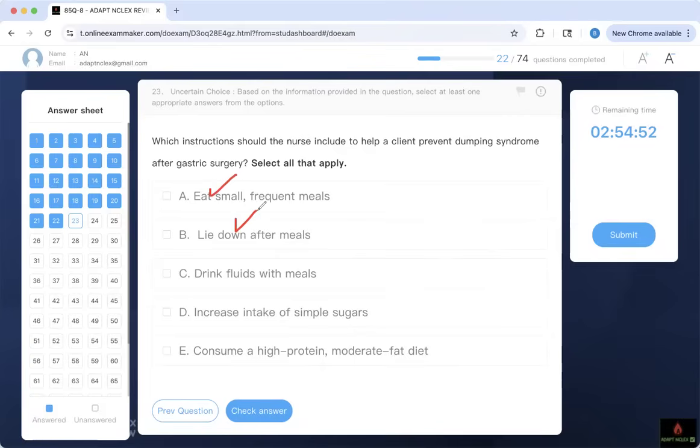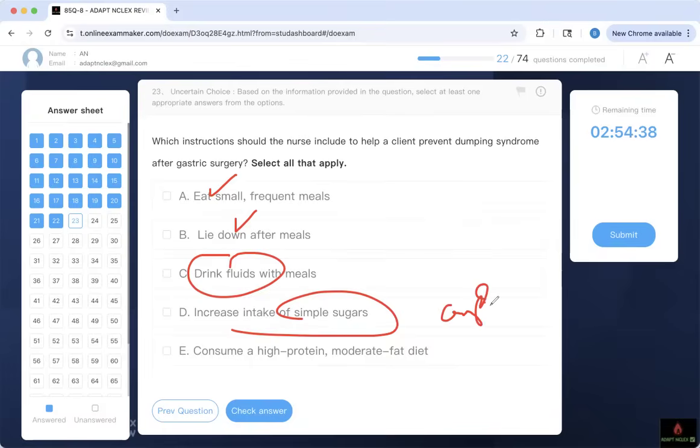You should lie down after you eat so that the food doesn't go down here. If you drink fluid with the food, it's going to push it down. If you eat a lot of simple sugar, you should eat complex sugar, not simple. And then protein, that one is good. It has less sugar in it, and therefore that is better. So what you tell them is protein shake, moderate fat diet, high complex sugar, and don't drink with food, lie down, and then eat small, frequent meals.